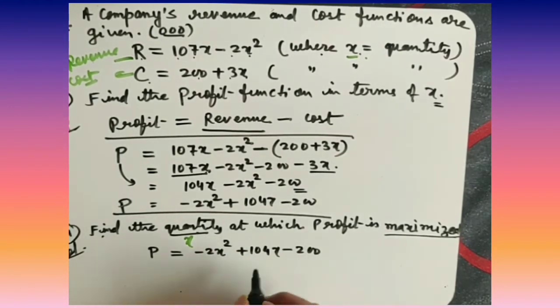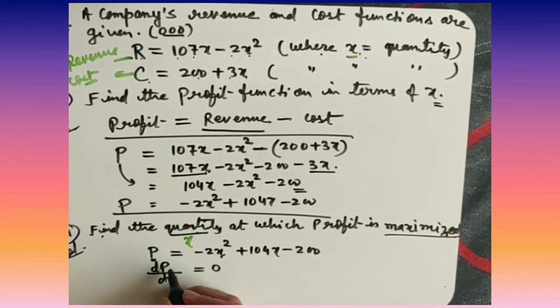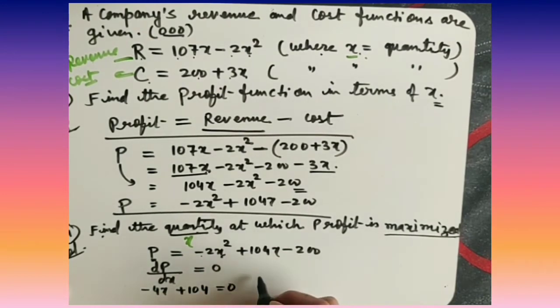So differentiate the function and that will be your slope. We need to differentiate this function with respect to x. In the first question we had y equal to, so we wrote dy over dx, but in this question we have P equal to, so we will write dP over dx and equate it to 0. dP over dx, differentiating with respect to x, will be minus 4x plus 104 equal to 0.